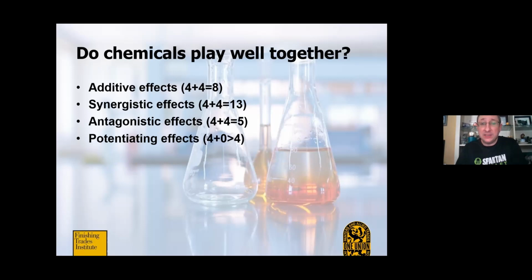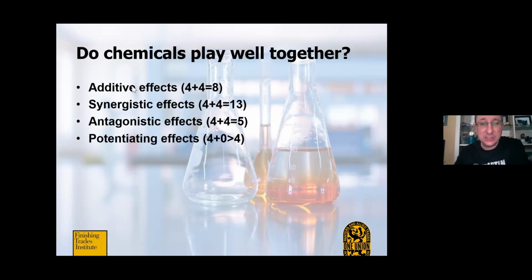Do chemicals play well together? How many people here think that an IUPAT member will only be exposed to one chemical at a time? Nobody's raising their hand, right? Often we're exposed to more than one chemical in one work shift, or at one time. So how do those chemicals work together? And how do they combine or not combine to cause damage to our body?